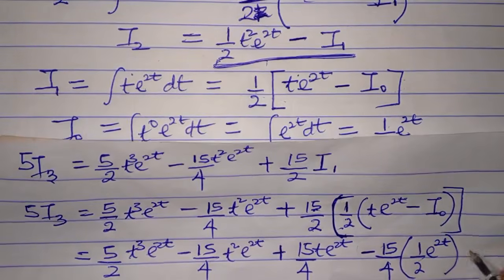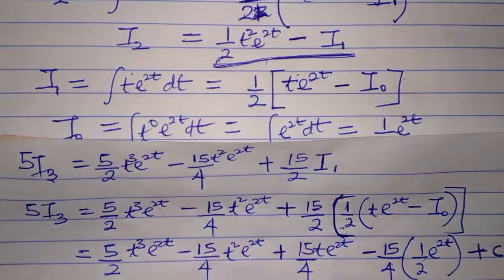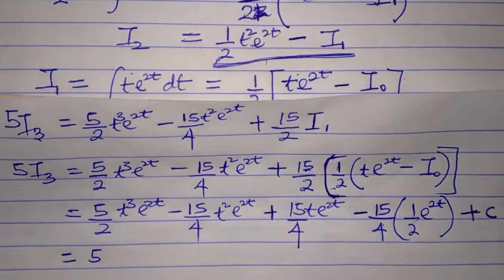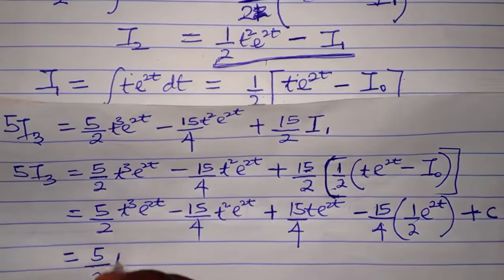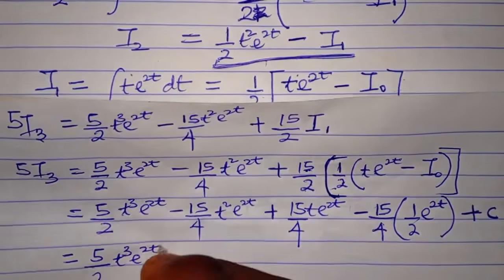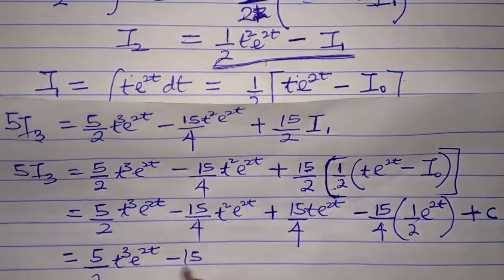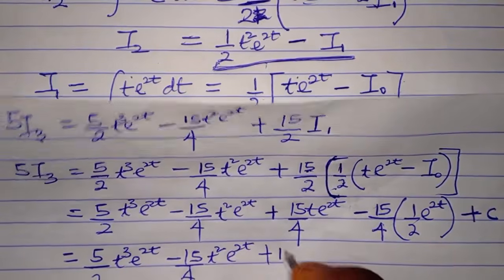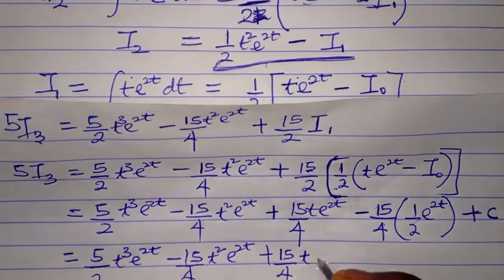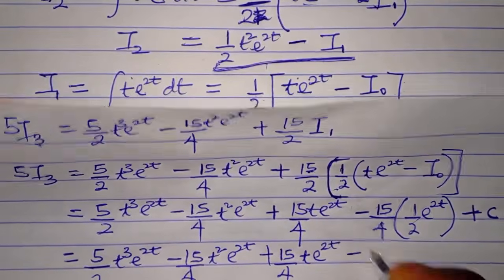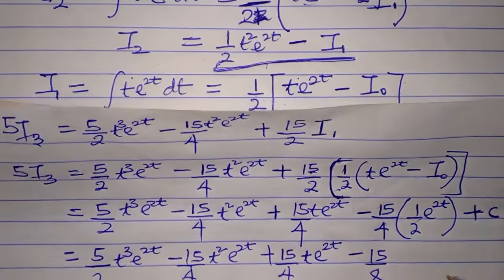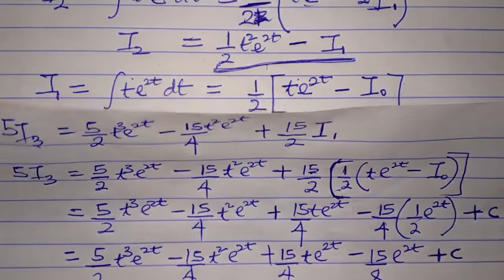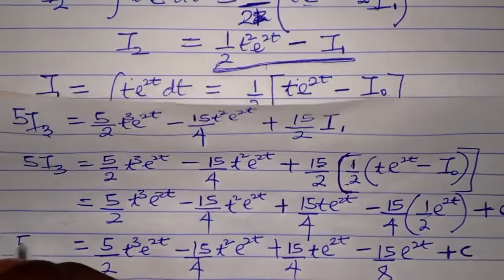So I'm done. I will add the constant of integration. So this is simply 5 over 2 t cubed e to the power of 2t minus 15 over 4 t squared e to the power of 2t plus 15 over 4 t e to the power of 2t minus 15 over 8 e to the power of 2t plus c, the constant of integration. And this is 5I3.